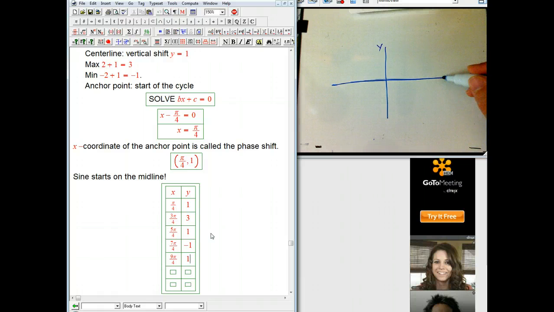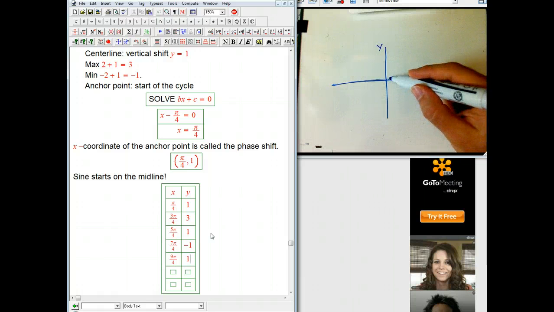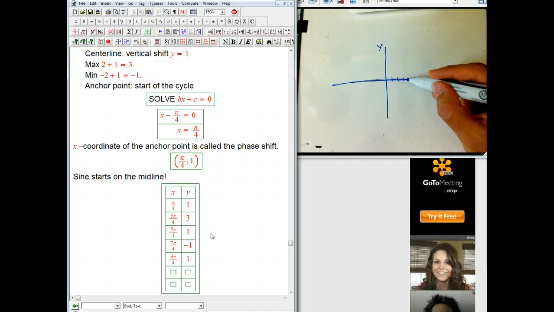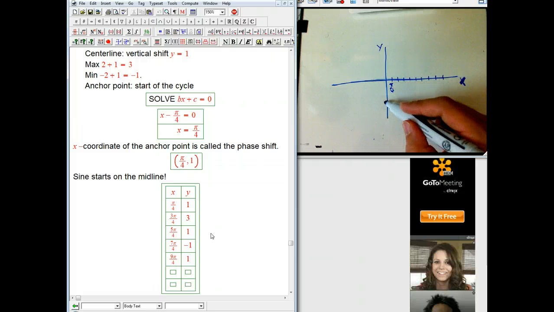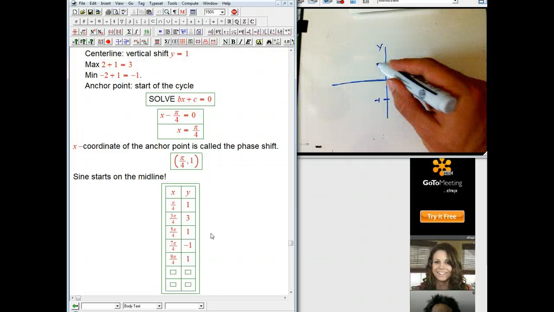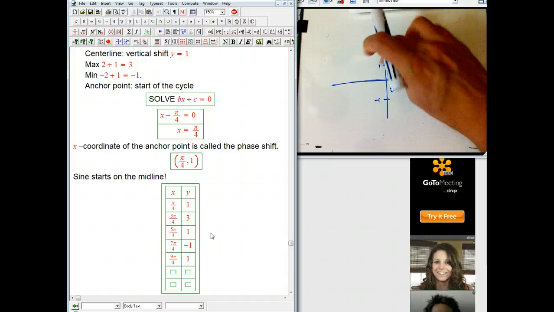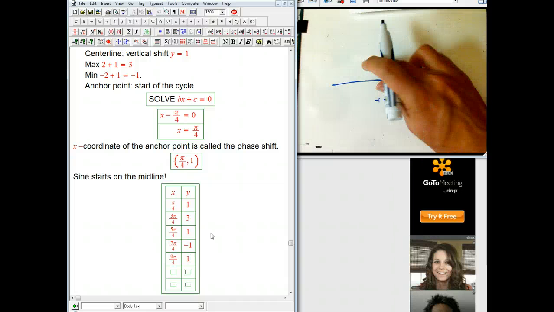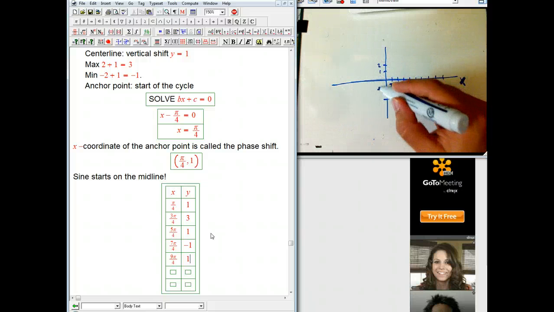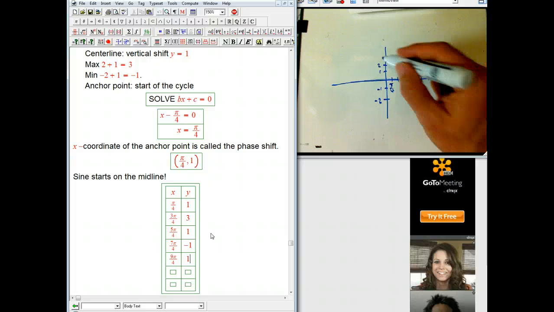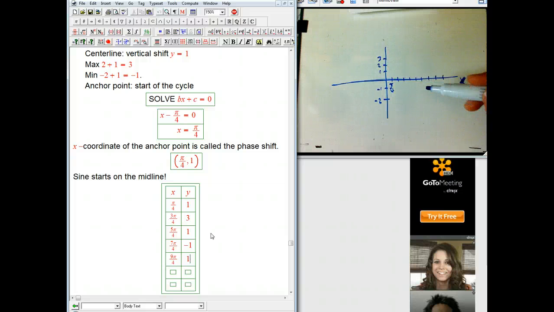Looks like we have to go out to, let's see, 9. Let's just do it in steps of pi over 4. 1, 2, 3, 4, 5, 6, 7, 8, 9. So this is pi over 4. Let's say this is minus 1. Here's 1. Oops, it's kind of big. Actually, let's just say that that's 2, 1, minus 1, minus 2. And we need 3. Okay, and we just plot the points.